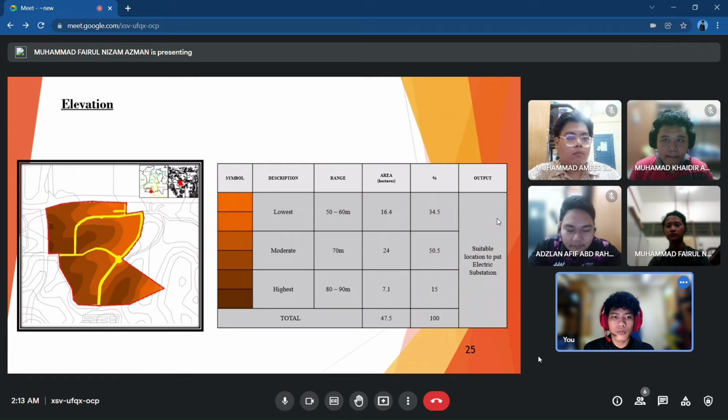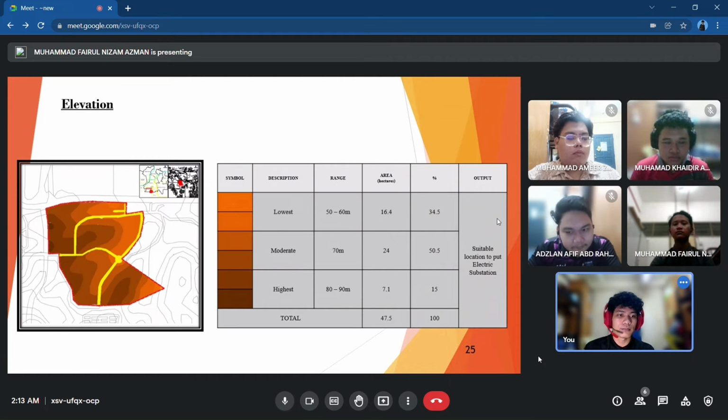For moderate, we have 70 meters for the contour line range and the area is 24 hectares. The percentage is 50.5%. For the highest point, the contour line range is 80 to 90 meters and 7.1 hectares, and the overall percentage for the highest point is 15%. Basically, all of our study area is a suitable location to put an electric substation.